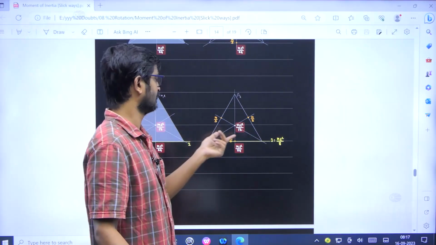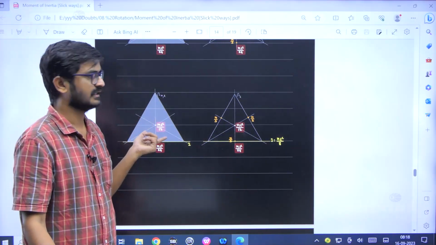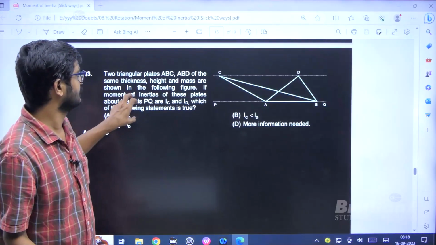Anyway, first of all, I don't have a written PDF of the moment of inertia of an equilateral triangular lamina, but I'll show you for any generalized triangle. You can read the question.